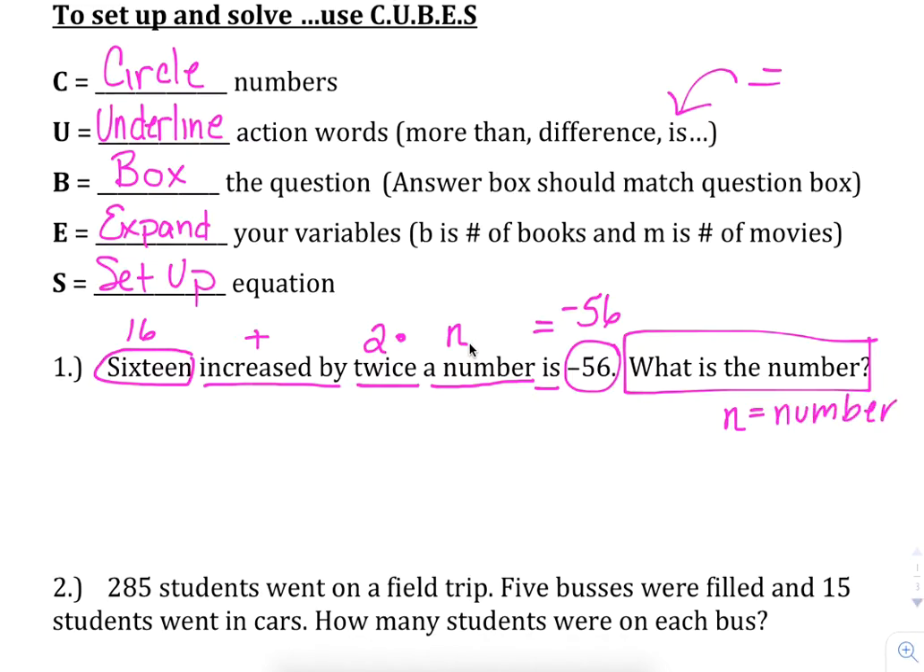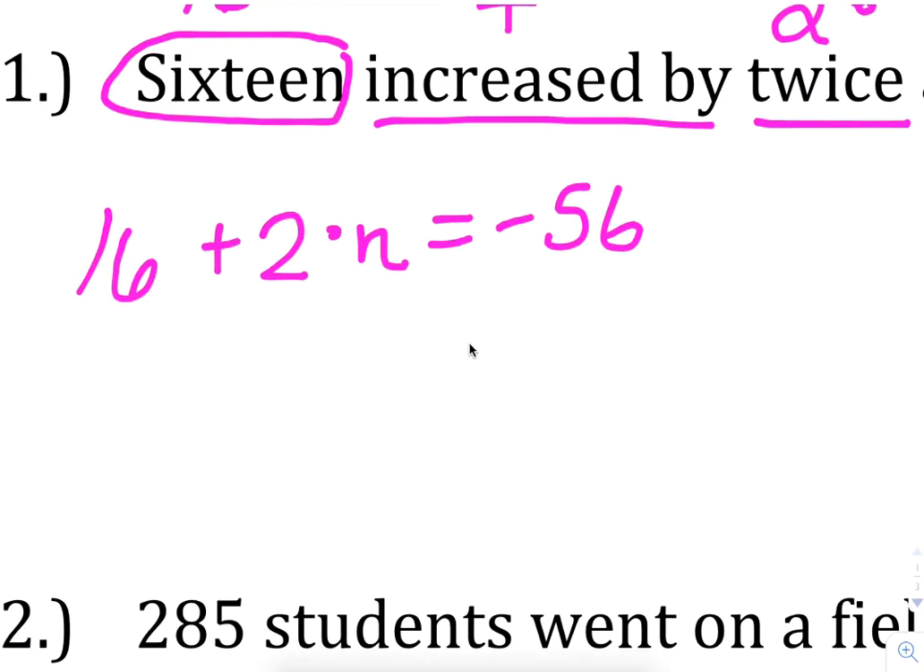All right, we are ready for the actual setup. My actual setup is pretty much just copying this problem that I've written out. 16 plus 2 times n equals negative 56. Now, I hope that you recognize that 2n and 2 times n is the same thing. I don't need the little dot right here. So I'm going to take that out, and I'm just going to put them together.